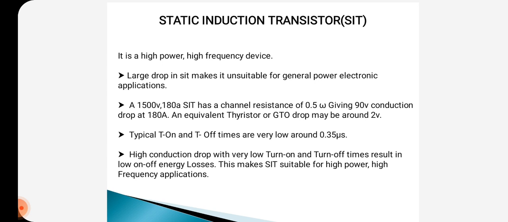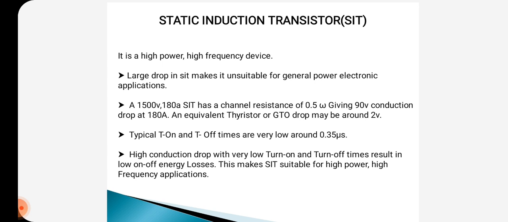SIT is normally an on device, that is, VGS equals 0 with VDS, that is drain to source voltage present. Electrons, the majority carriers, would flow from source S to N, pass through the gate P plus electrode and then continue. The large drop in SIT makes it unsuitable for general power electronic applications.